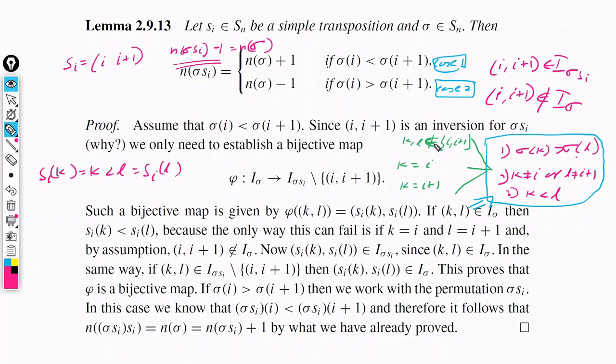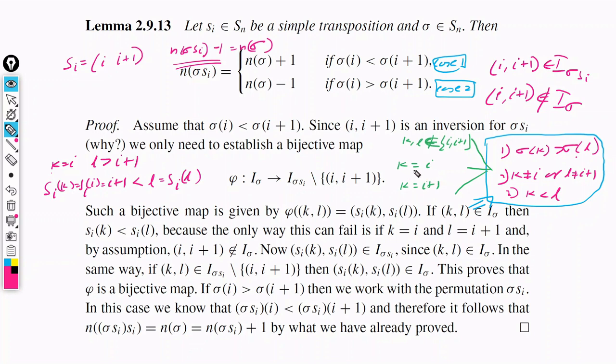Okay, in this case, already we know that k is always less than l. So what is Si(k)? Si(k) equals k, because Si moves only i and i+1, and we assume that k and l do not belong to this set. So Si(k) equals k, and we know that k is less than l. And what is Si(l)? It is l itself, because l does not belong to this collection. So in case 1, Si(k) is less than Si(l).